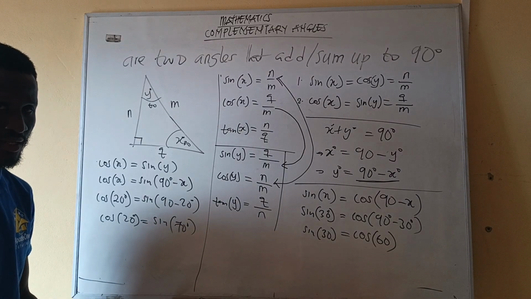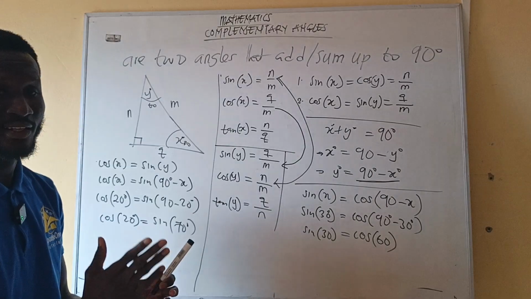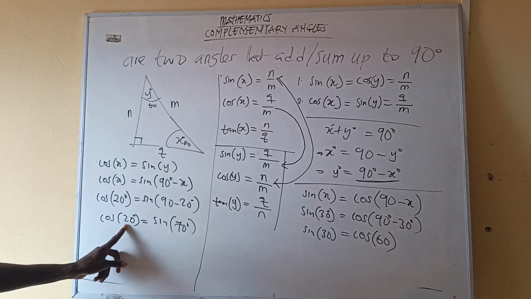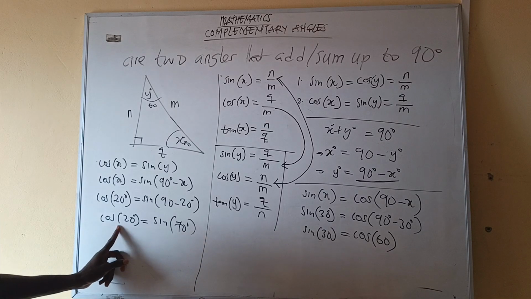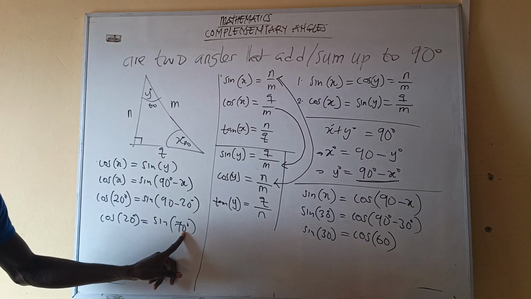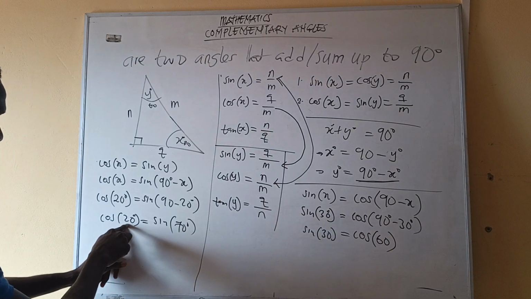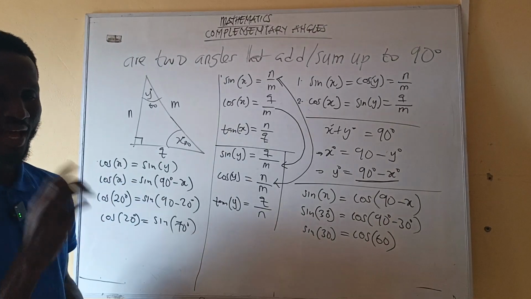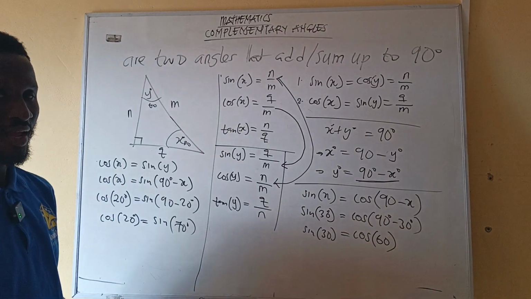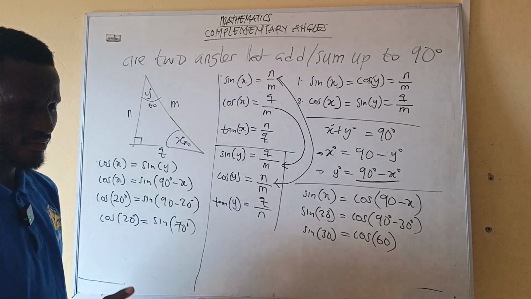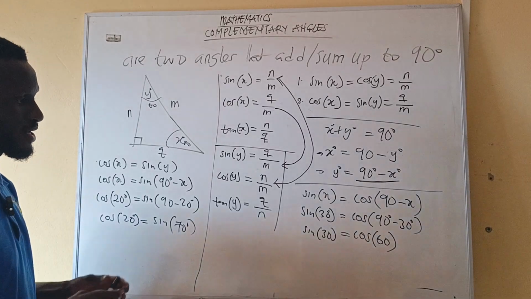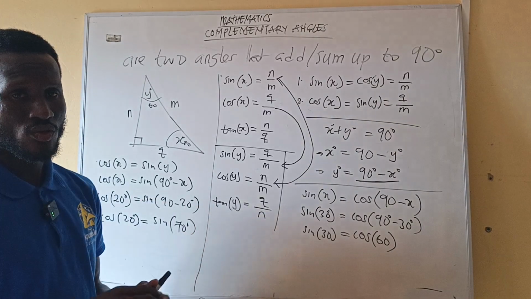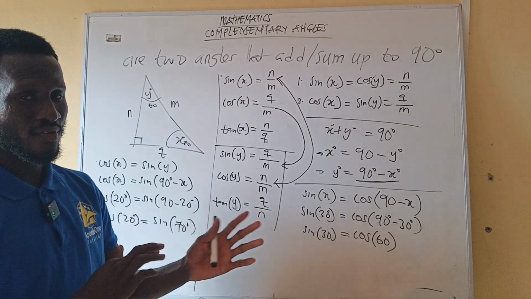I hope you can see it clearly. Just pay attention and open your eyes and look at it very well. Now, cos 20 is the same as what? Sine 70. Why? Don't forget that the 20 plus the 70 will give us what? 90 degrees. So they are complementary angles. You get it? Yes. Very good. Now, thank you for understanding this particular concept. I'm going to use this one to solve two questions here. Two different sets of questions.